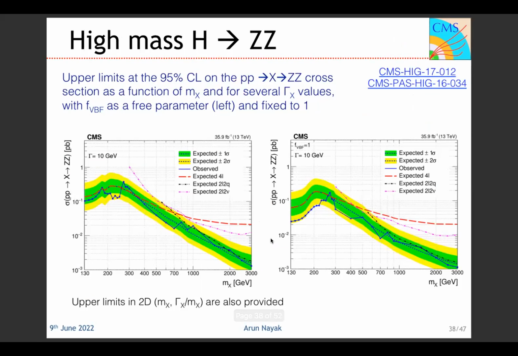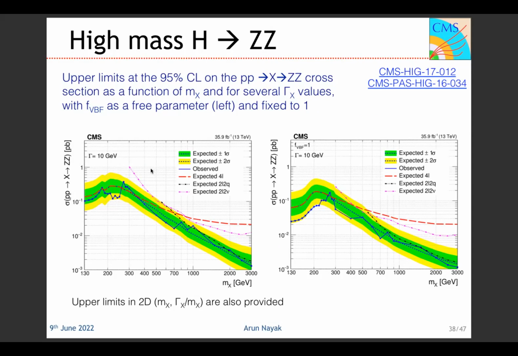So these are the exclusion limits on this analysis. You can see the exclusion limits are provided on the cross section times branching fraction for different values of MX, as you see on the x-axis, but also for several values of the width of this resonance. Here, for example, I show only width 10 GeV, but they have also considered 1 GeV and 100 GeV and so on. And also for different values of the fraction of the VBF contribution, which is a parameter.